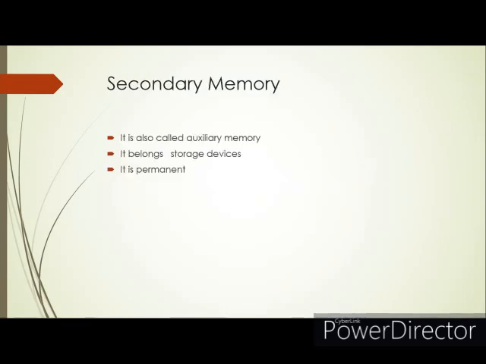And next is secondary memory. Secondary memory is also called auxiliary memory. Auxiliary means helping. Secondary memory helps primary memory to store data permanently. So that's why it is known as auxiliary memory. It belongs to storage devices, and it is permanent.